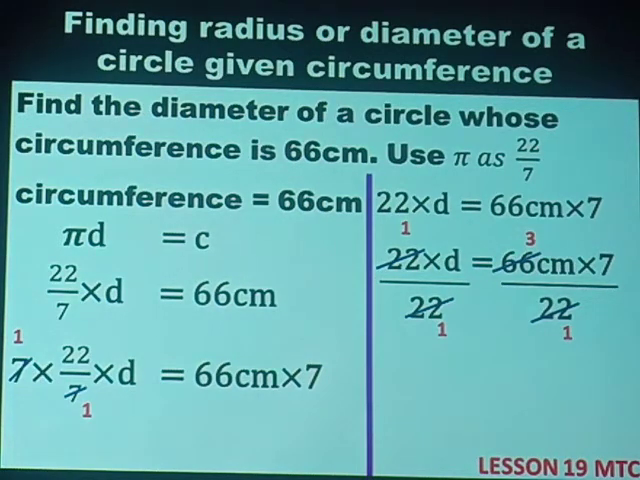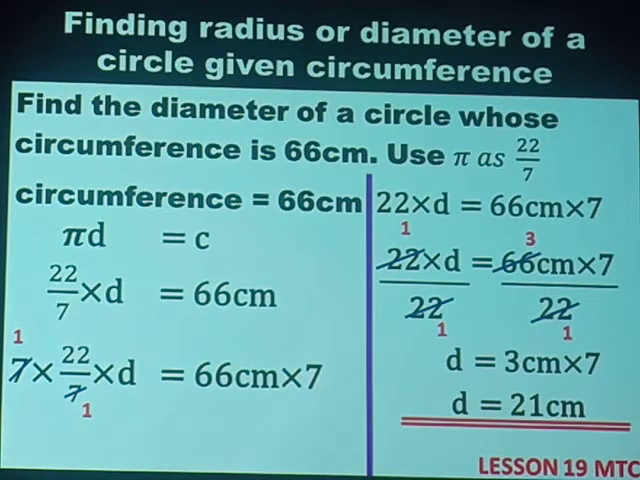So 1 times diameter will equal 3 centimeters times 7. Diameter is equal to 3 centimeters times 7, and we shall come up with our diameter being equal to 21. But as usual, we need to underline our answer. That is example 1. You need to critically look at the steps, study them so well, and also look at the final conclusion of the question.